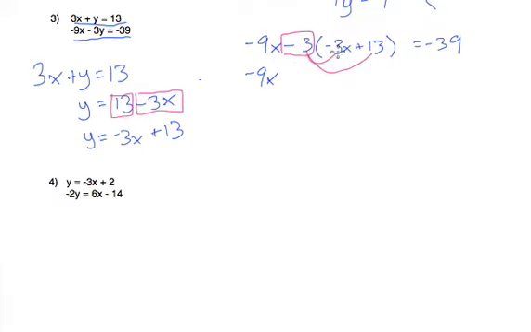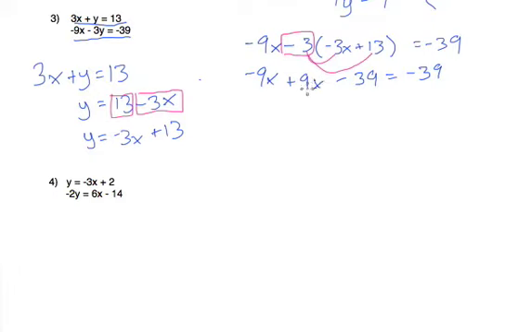-3 times -3x is positive 9x. Ding, ding, ding. Sirens should be going off in your mind right now. Something's different or odd about this particular equation. And then -3 times positive 13 is -39, equals -39. Again, ding, ding, ding, bells should be going off. What's going on here? Something's weird.